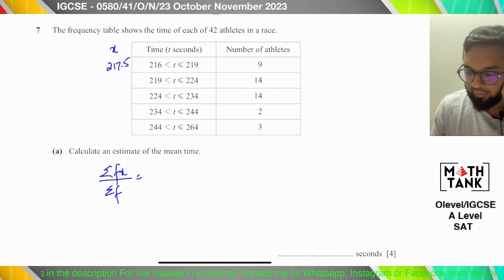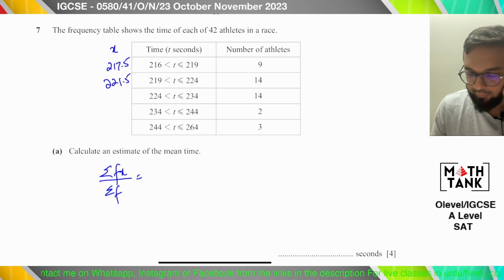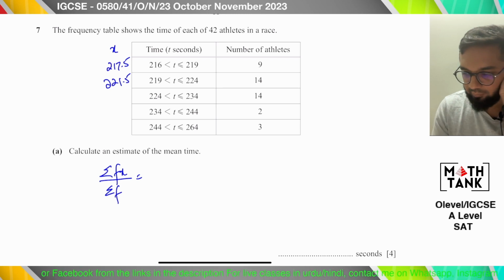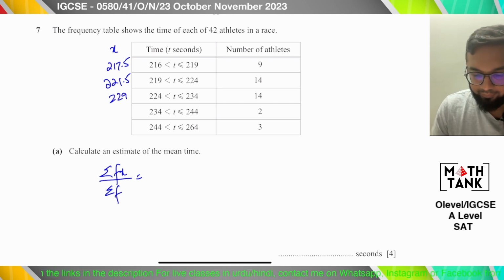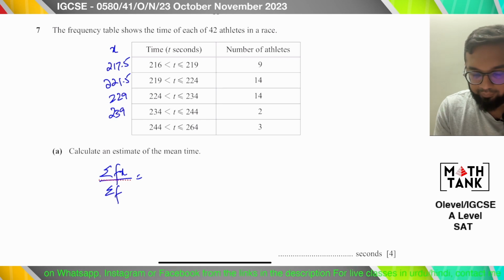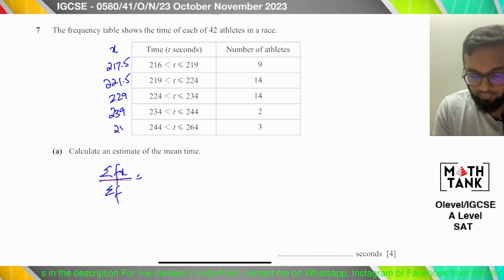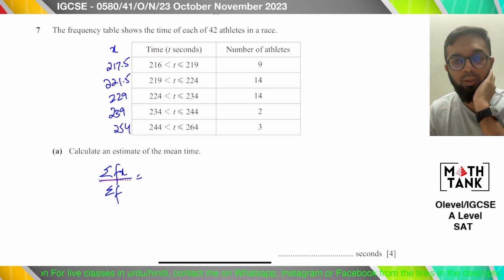Then 219 plus 224 divided by 2 is 221.5. 224 plus 234 divided by 2 is 229. 234 plus 244 divided by 2 is 239. 244 plus 264 divided by 2 is 254. So I'm calculating the midpoints here.